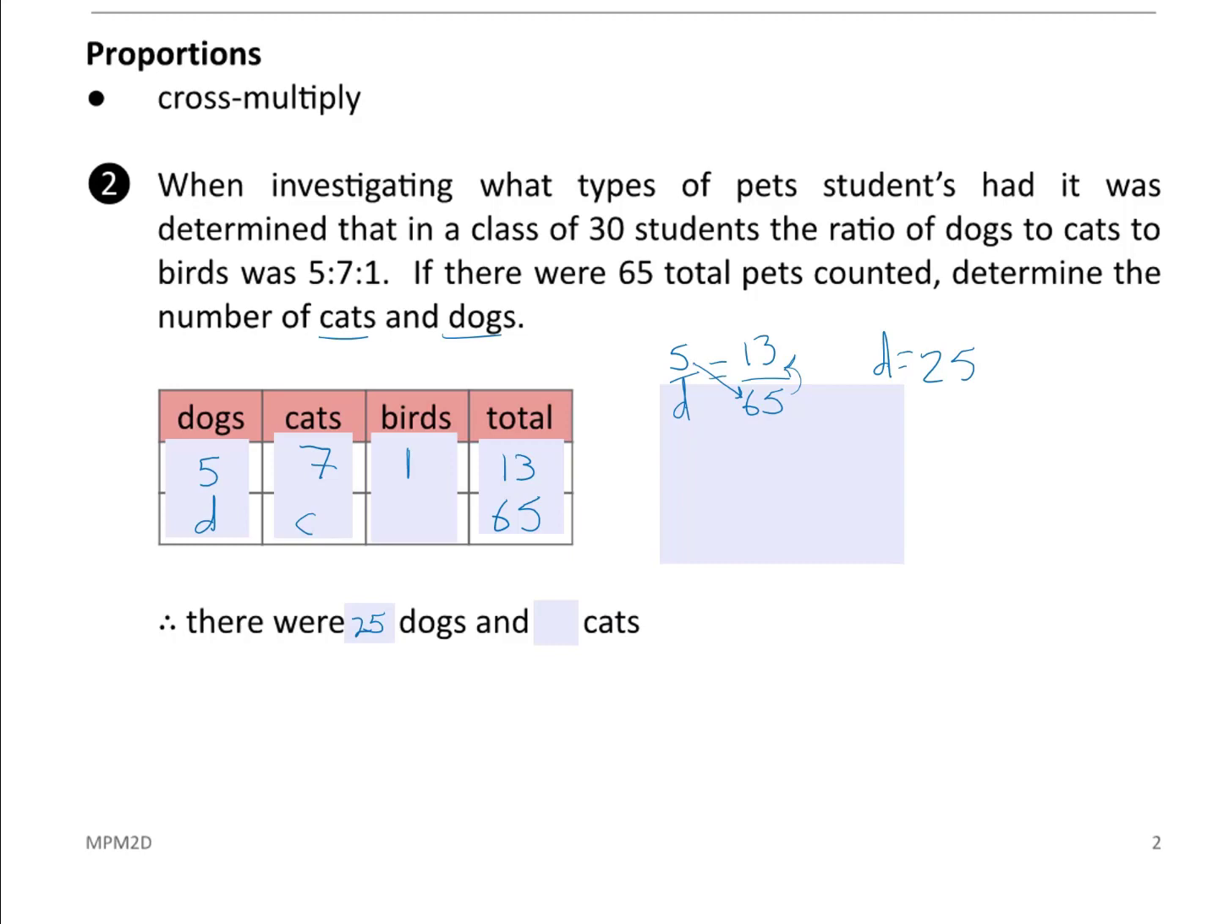Number of cats would be 7 over C is equal to 13 over 65. 7 times 65 divided by 13. So that equals 35. So there's 35 cats, 25 dogs, and 65 pets total. Okay, let's move on to the next slide.